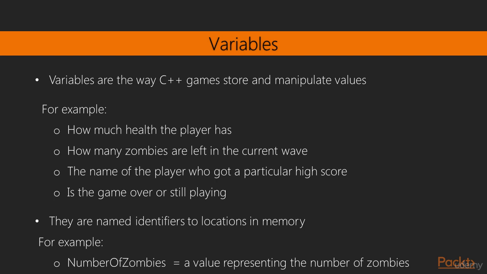Variables are named identifiers to locations in memory. So we might name a variable number of zombies, and that variable could refer to a place in the memory that stores a value representing the number of zombies that are left in the current wave. The way that computer systems address locations in memory is complex. Programming languages use variables to give a human-friendly way to manage our data in memory. Our brief discussion about variables implies that there must be different types of variable.